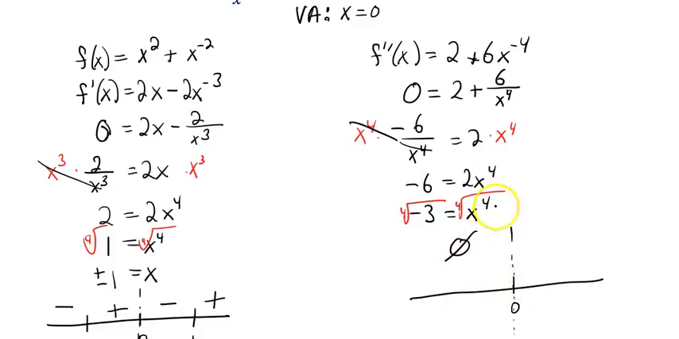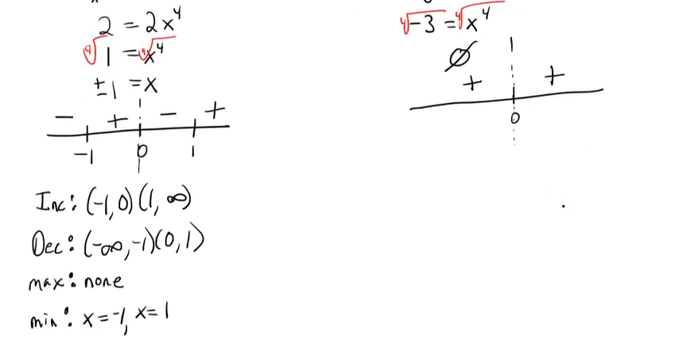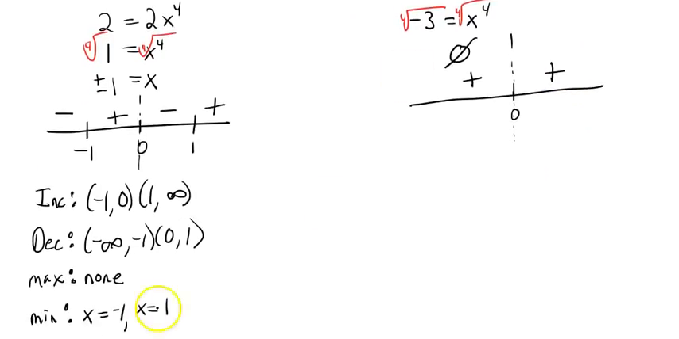So if I test something before 0, like -1, 2 plus 6 over -1 to the fourth. Well, the fourth is going to make -1 positive, and so you have a positive plus a positive, which is a positive. And then if you plug in a 1, it's positive, and positive plus positive is positive. So this thing is concave up on both sides of that asymptote, and so you just need to write that.